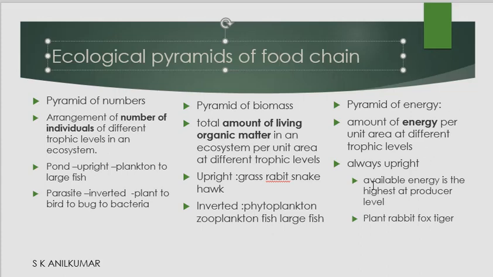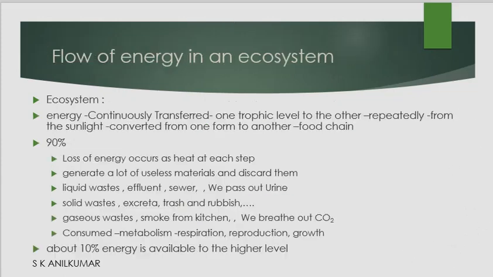It is an upright model, upright chart, upright pyramid. What does the pyramid say? The plant is eaten by the rabbit, the rabbit is eaten by the fox, the fox is eaten by the tiger. So when you design it like this, the available energy is highest at the producer level. The plant has the highest energy and the tiger has the lowest energy in this upright model of the pyramid of energy.